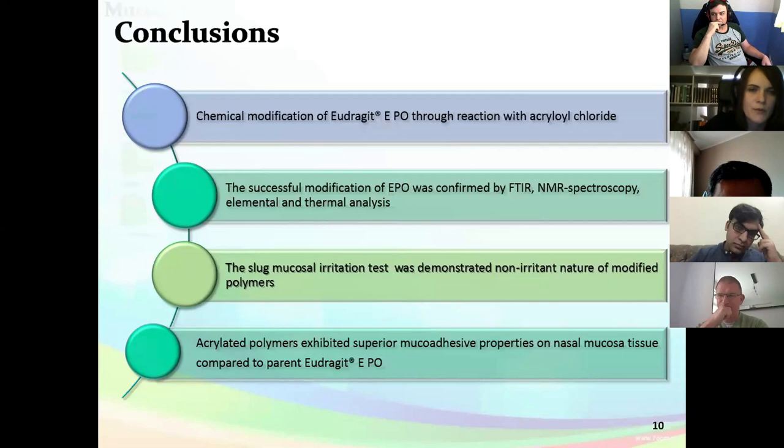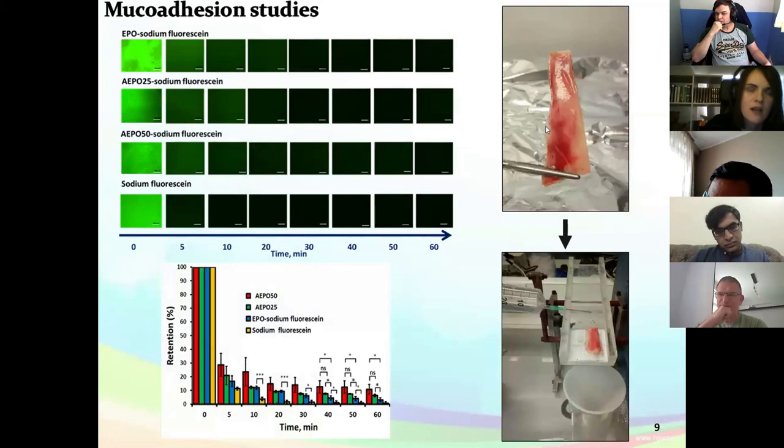We guess our polymers go through the mucus, because on nasal tissue we can clearly see the presence of our polymers.